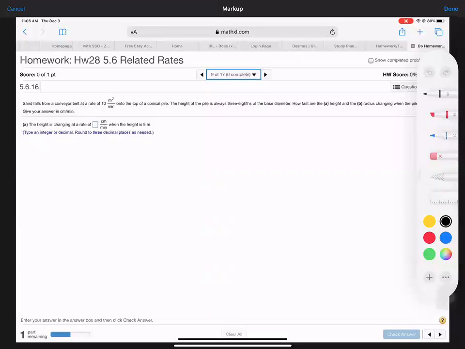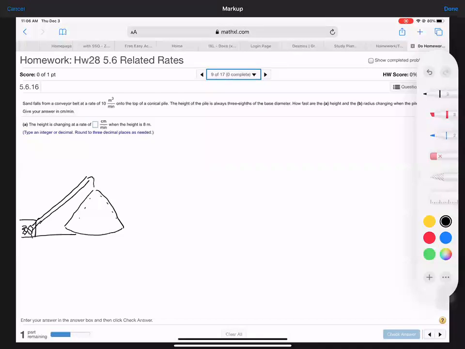Okay, so let's take this question as an example. Sorry, the font's a little small, but sand is falling from a conveyor belt at a rate of 10 meters cubed per minute. So when you see something that's cubed, it's a volume, okay? Onto a conical pile. You can think of a conveyor belt dropping sand into a pile, and then there's like a box here, a box of sand. You guys get the idea?